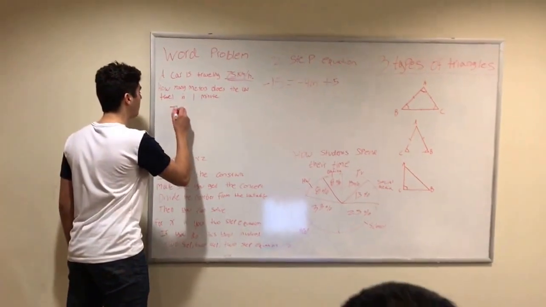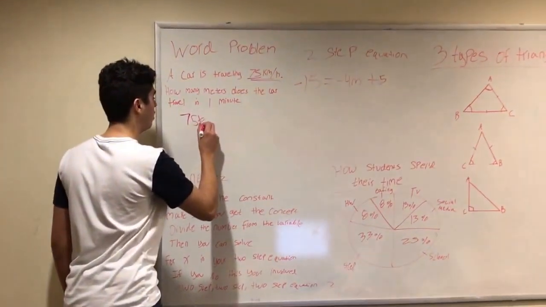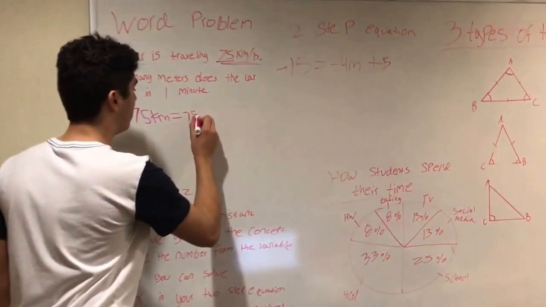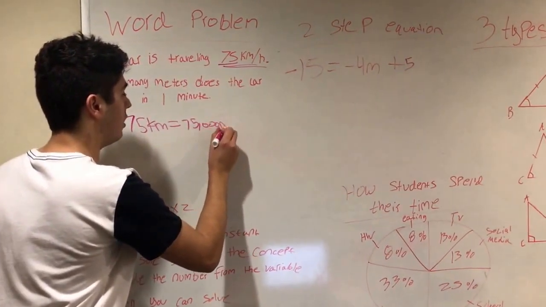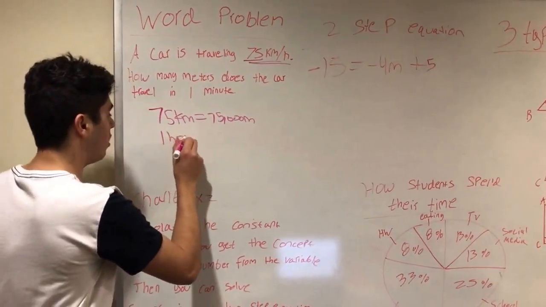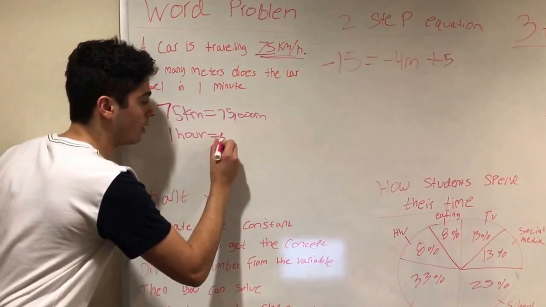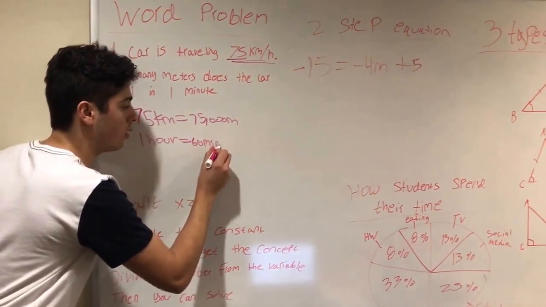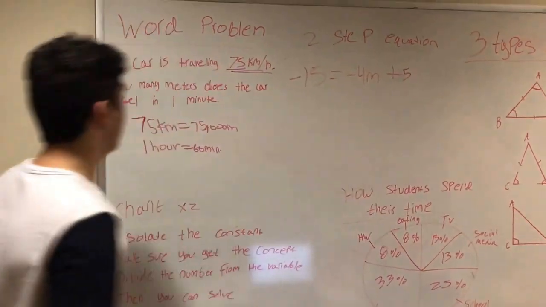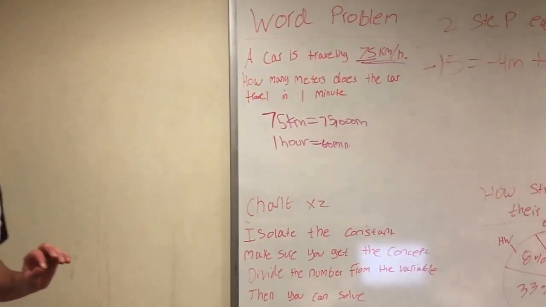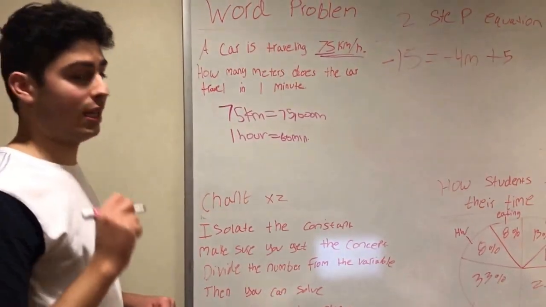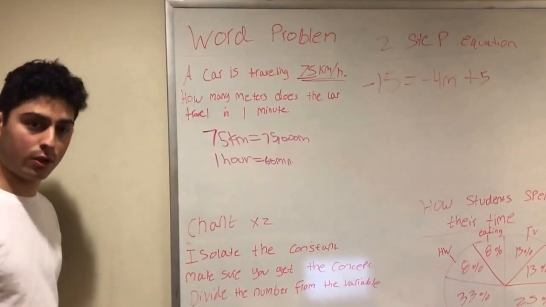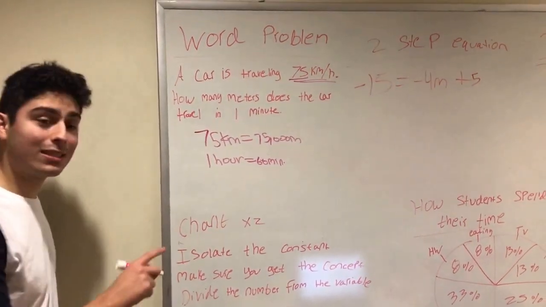So 75 kilometers equals 75,000 meters. And 1 hour equals 60 minutes. Okay, and the question says, how many meters does the car travel in 1 minute? We have 75,000 meters, right? And we have 60 minutes in 1 hour.